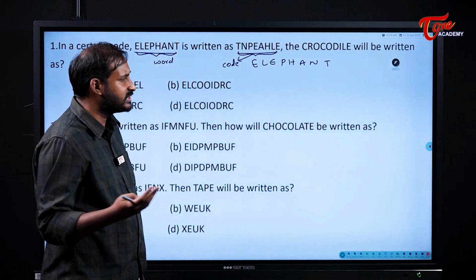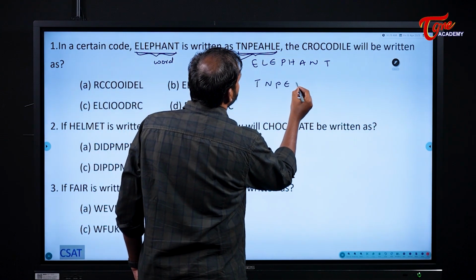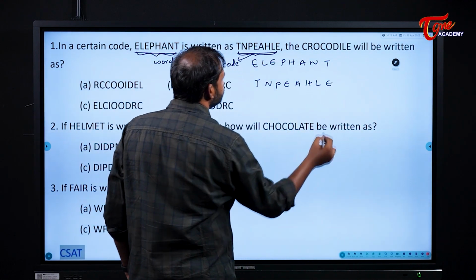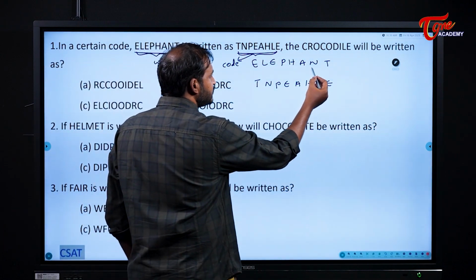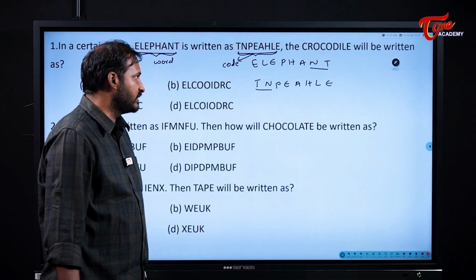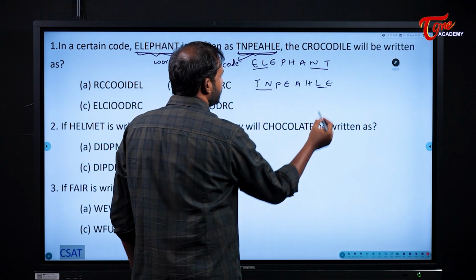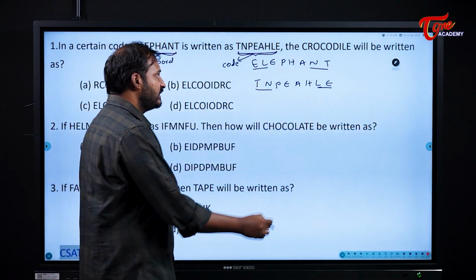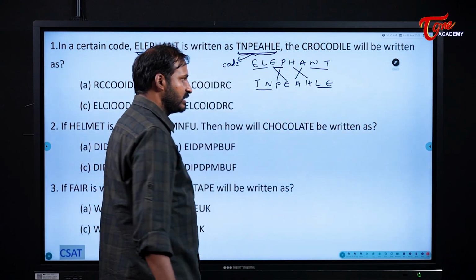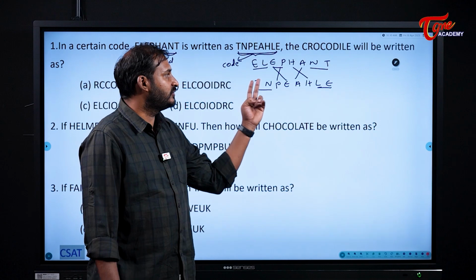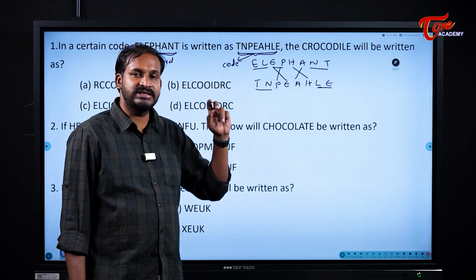How can we write that? Write one above the other so that you can easily understand. TNPEAHLE. Now please observe here, students, what happened here. The last two letters are written in reverse order here. Am I correct? And next, the first two letters are written in reverse order here. Next, the second two are written in reverse order, and the next two are written in reverse order here. That's it, right? First two and last two were replaced and written in reverse order. And for the middle one, they have just shuffled those two.